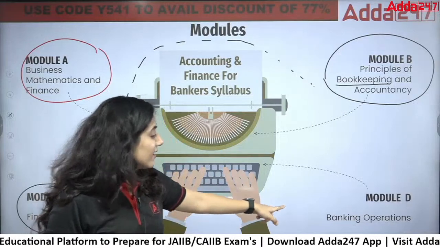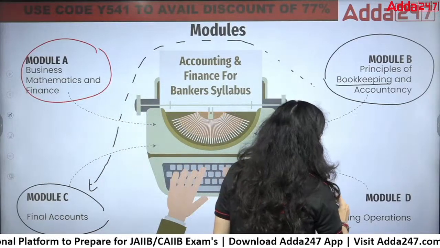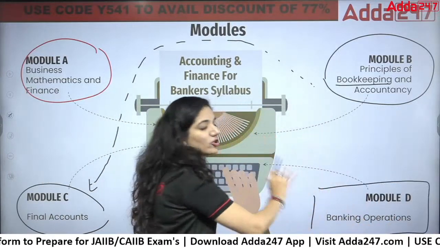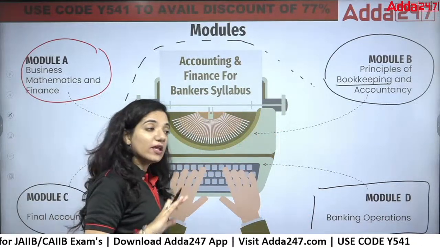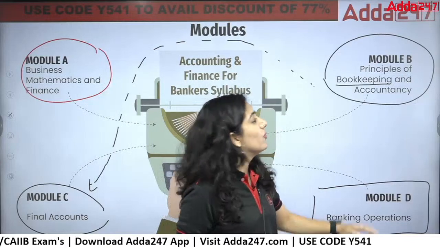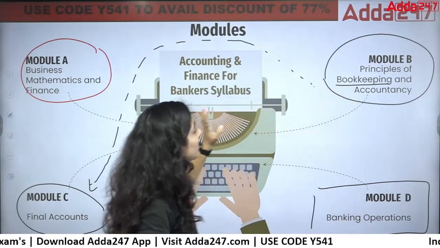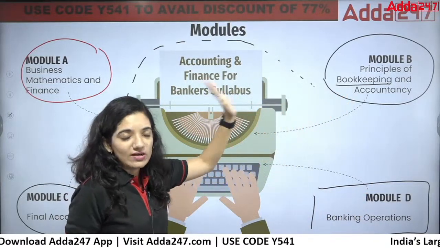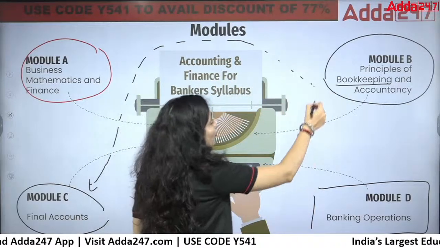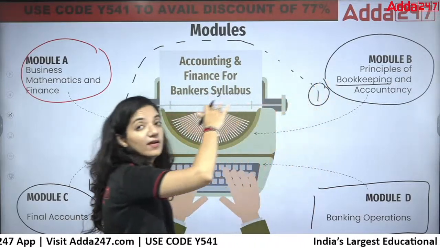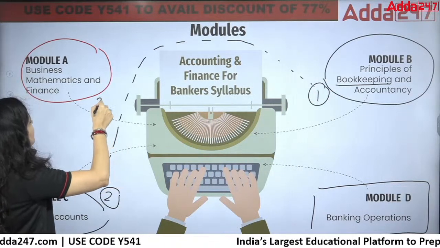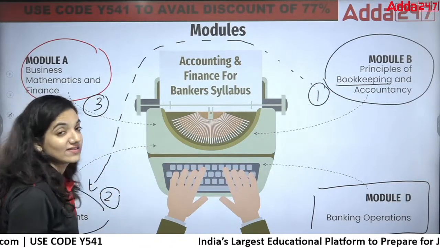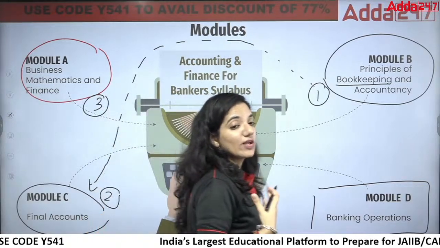So this is the area which requires lesser effort from the point of view of a banker as compared to the first three. So if you start your preparation when you are starting with module B, it is for the accountancy area to understand the topic properly, and along with this followed by the second, that would be final accounts. Third, that would be the mathematics and finance. So that's how you can look forward to it.